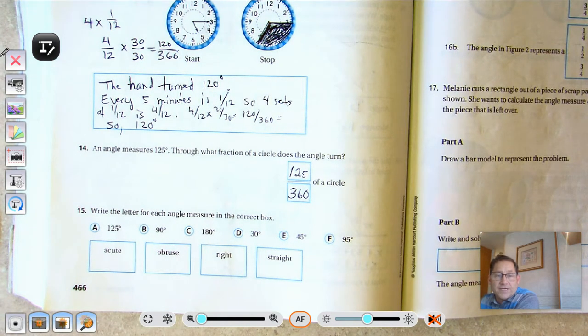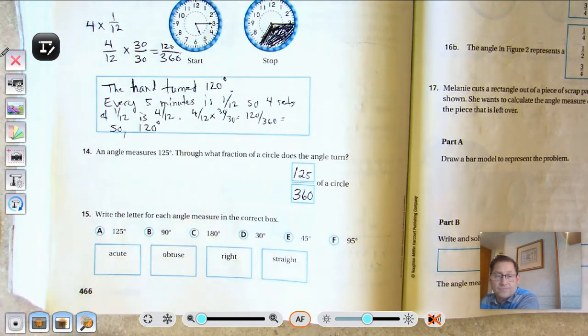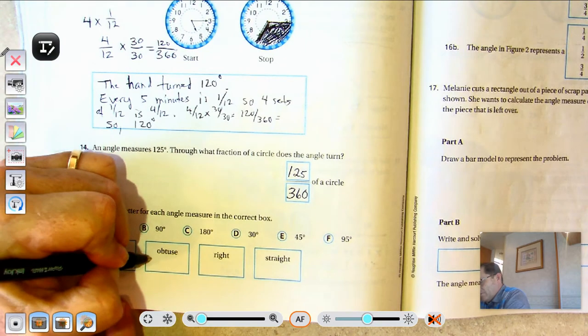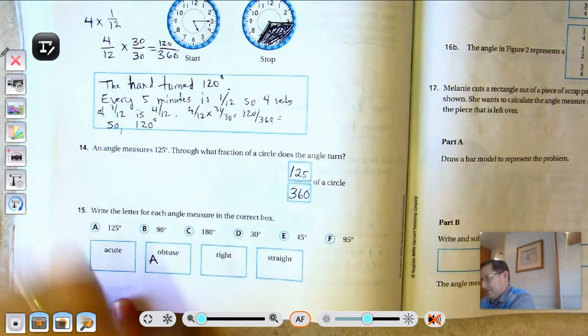Write the letter for each angle measure in the correct box. All right. We have 4 choices: acute, obtuse, right, and straight. 125 degrees. Well, that's greater than 90, but less than 180. So that's an obtuse angle. So A. 90 degrees. That's a right angle.